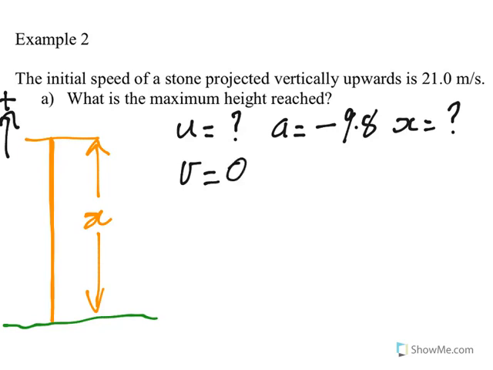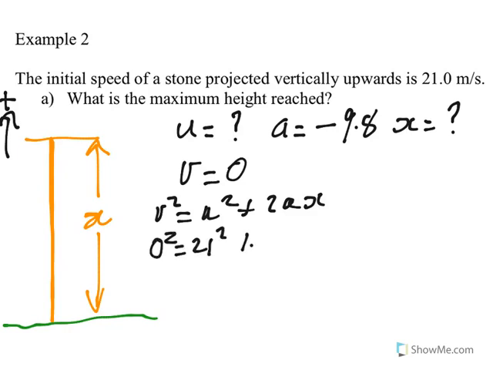So, we need to use v squared equals u squared plus 2ax. Put in the information that we've got. So 0 squared equals 21 squared plus 2 times negative 9.8 times x.